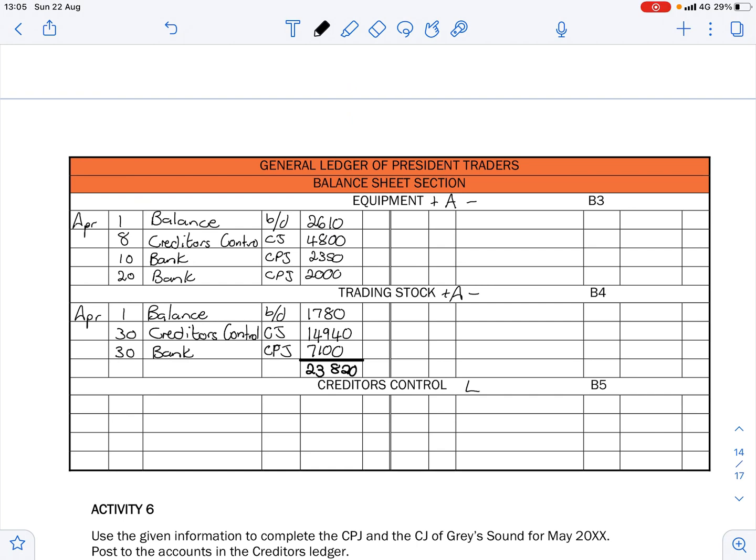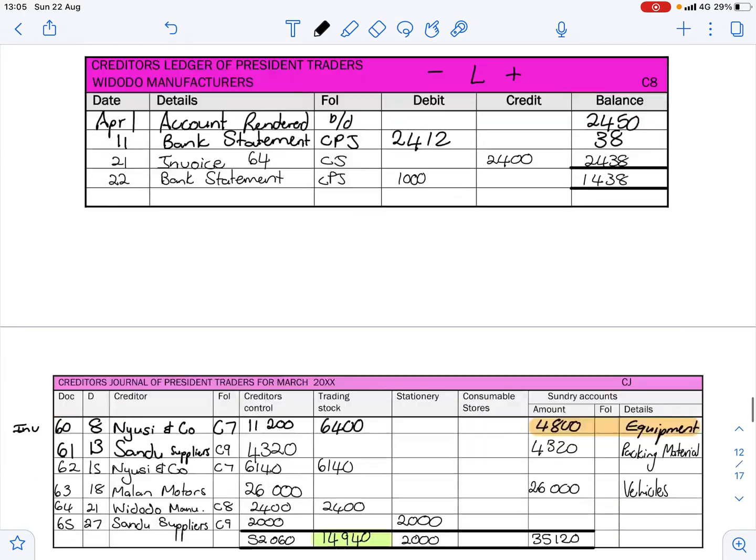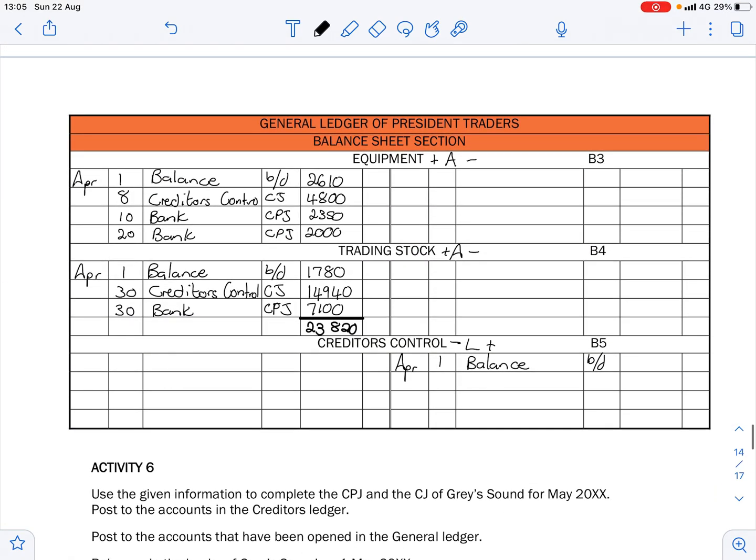Now creditors control is a liability which increases on the credit side and decreases on the debit side. So on April the 1st, we would need to put in our balance brought down, which in this case was 840 Rand. This means that at the start of the month, we owe all of our creditors 840 Rand. Now there are two things that take place here. Our liabilities increase when we purchase more on credit, and our liability can decrease when we pay back a portion of what we owe.